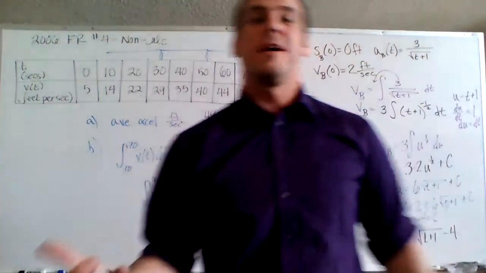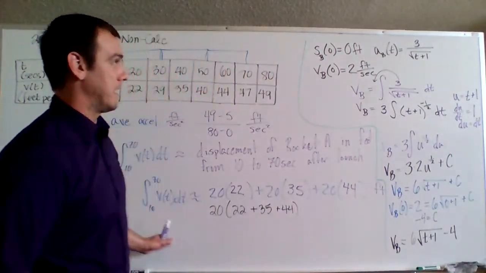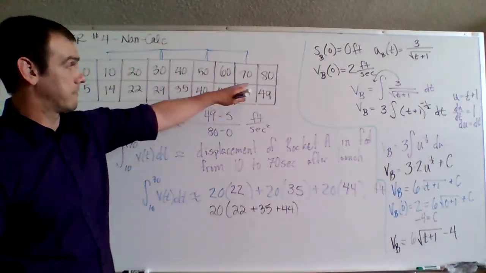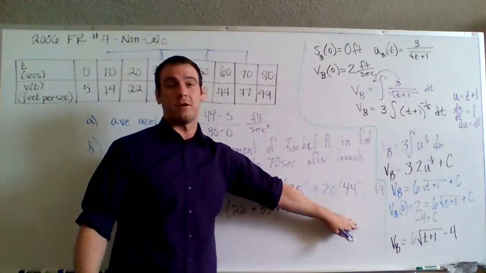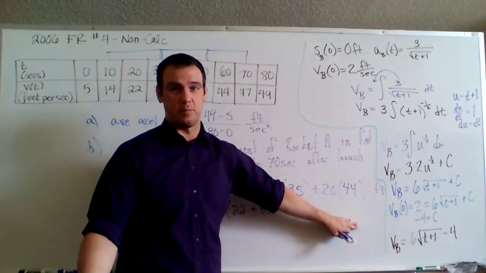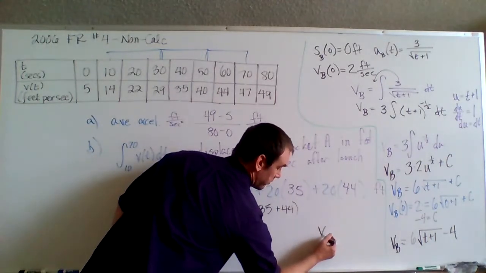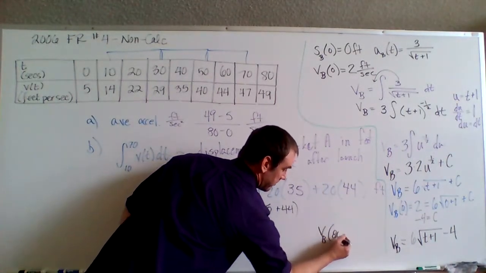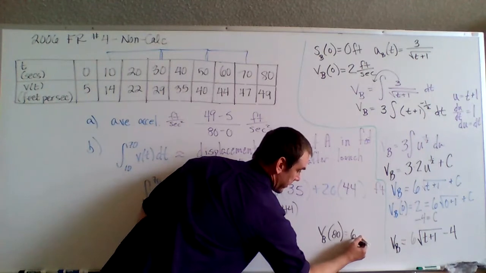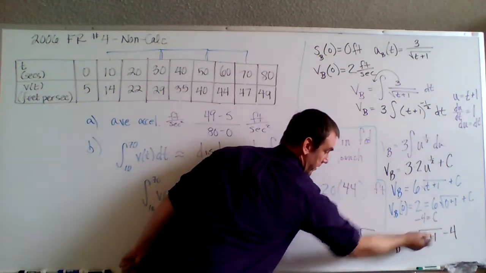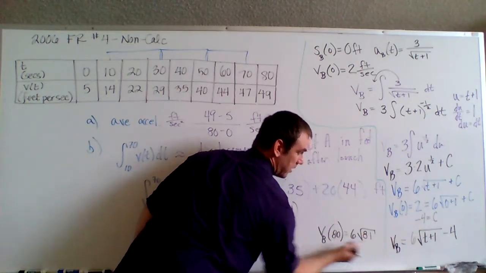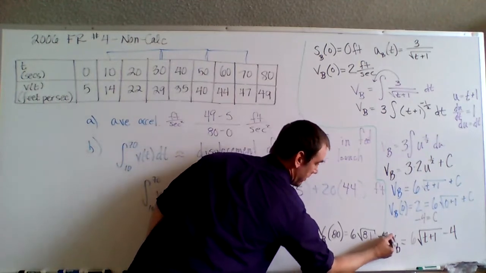So we had to do all that work to just now plug in 80 for our time. So now we can figure out the velocity of rocket B at 80 seconds. So VB of 80 is going to equal 6 times the square root of 80 plus 1, which is going to be 81. Ooh, look how nice that is on a non-calculator.